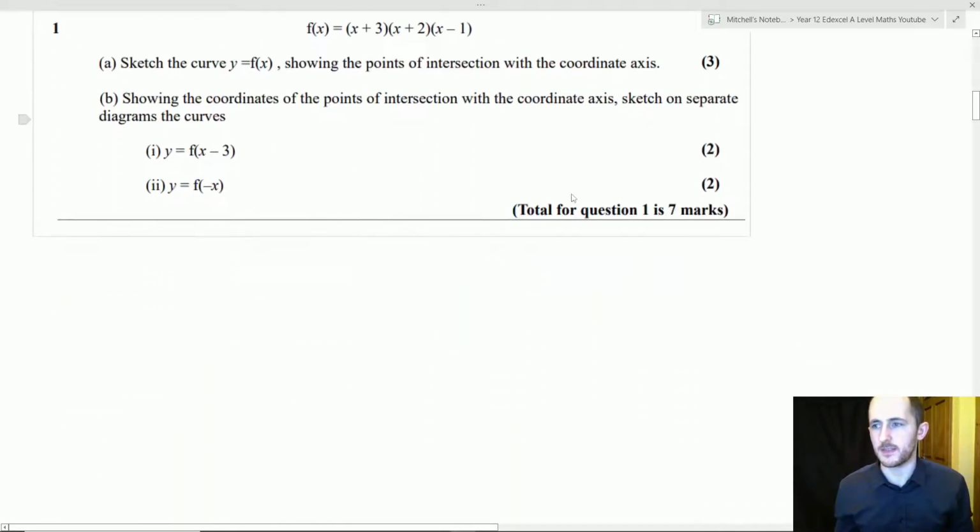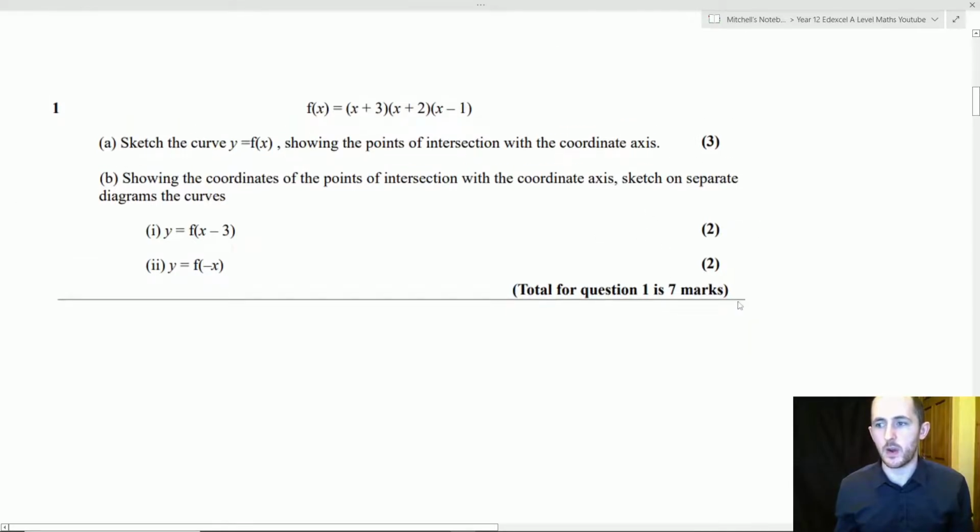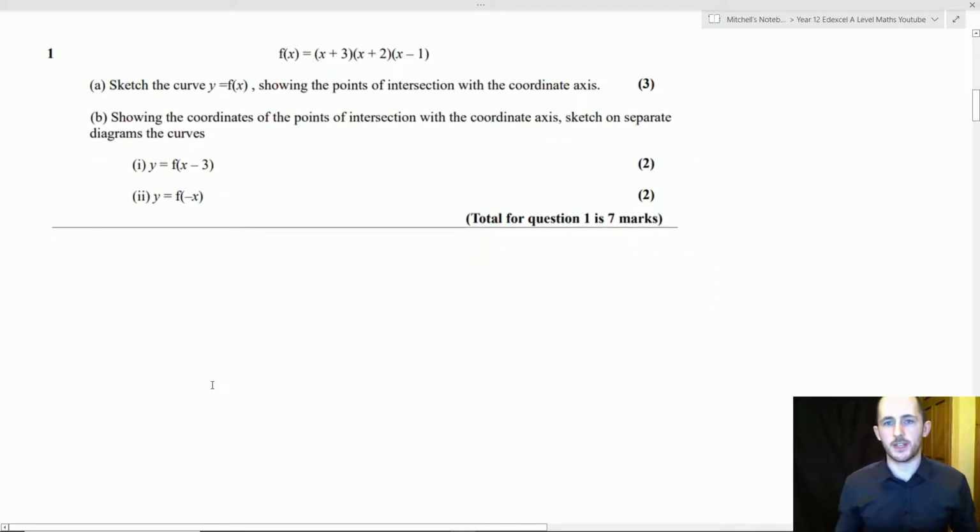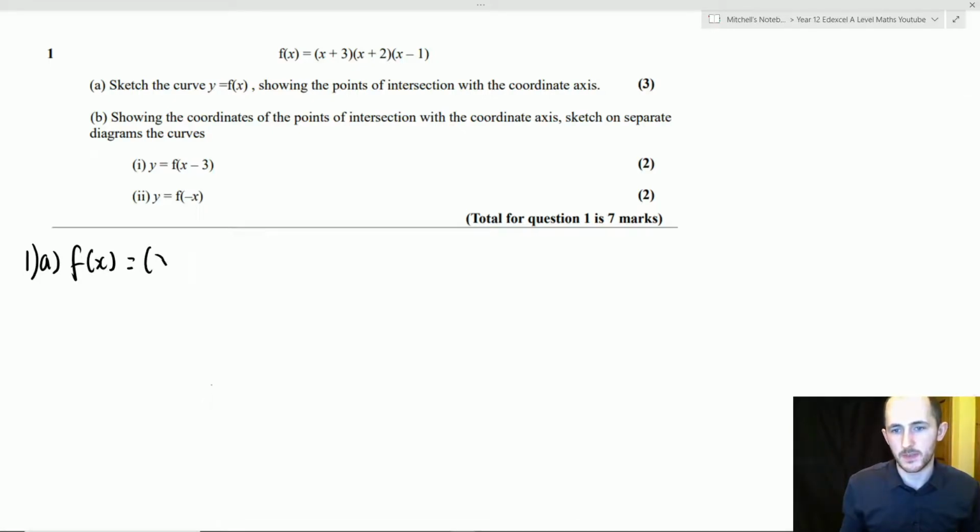So if we start just doing some of these questions, as you can see, you get quite a few marks for these, and this is kind of a typical exam question. So we didn't go over what sketching is, but that's because I wanted a good example, and this would be a good one. So they tell me that f of x equals x plus 3, x plus 2, x minus 1. Okay? And we need to actually sketch what that curve is, showing the points of intersection with the coordinate axes, and that's 3 marks. So I'm going to show you what you get the marks for now.